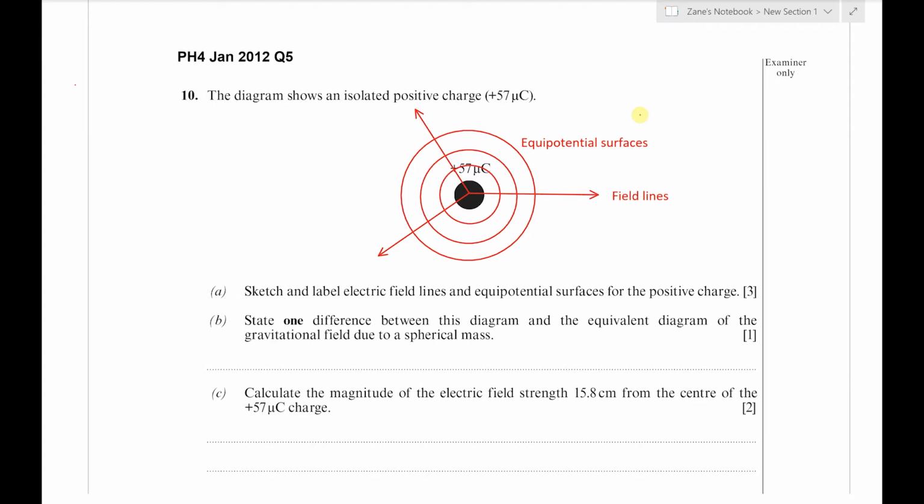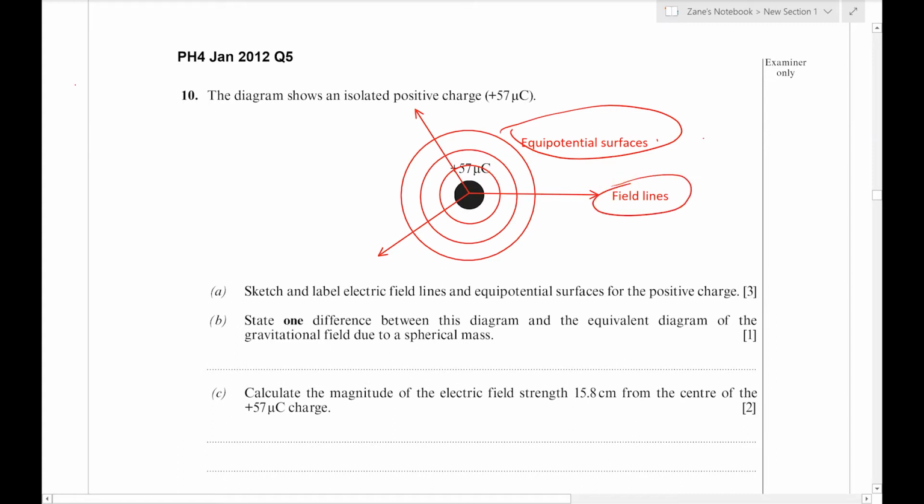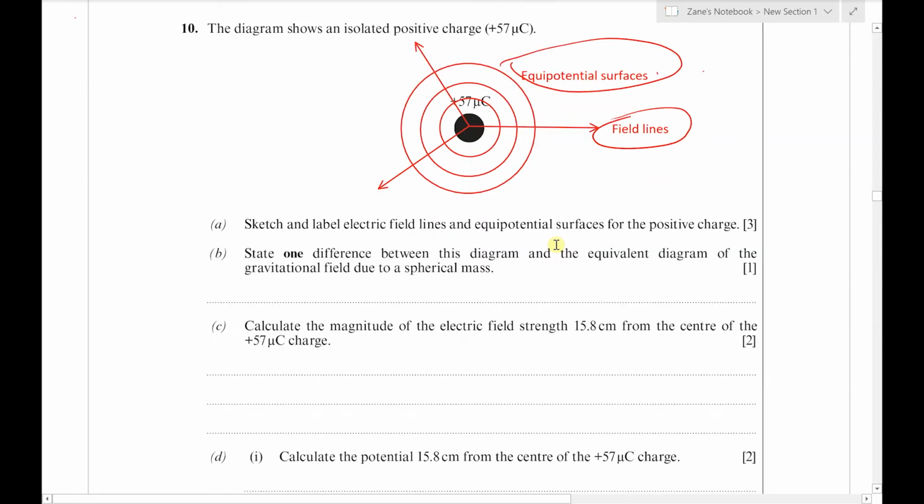The equipotential surfaces are concentric circles around the centre of the charge, and I've labelled those here. And the field lines are the lines pointing radially outwards. Now the reason why the lines are radially outwards is that the direction of a field line is the direction in which a positive charge would move. So if I put a positive charge anywhere near this positive 57 microcoulomb charge, it's going to be repelled and therefore would be pushed away. So the field lines have to be outwards.